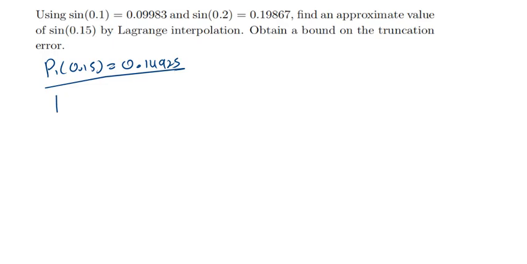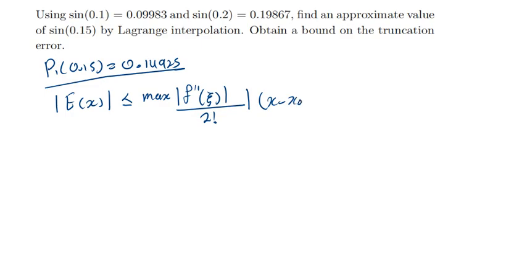We're going to say the absolute value of the error, where here you put x, is less than or equal to the maximum of the absolute value of the second derivative of that, divided by 2 factorial, times the absolute value of the bracket x minus x naught, then x minus x sub 1, like that. So this part here is very simple. All you need to do is find the second derivative.